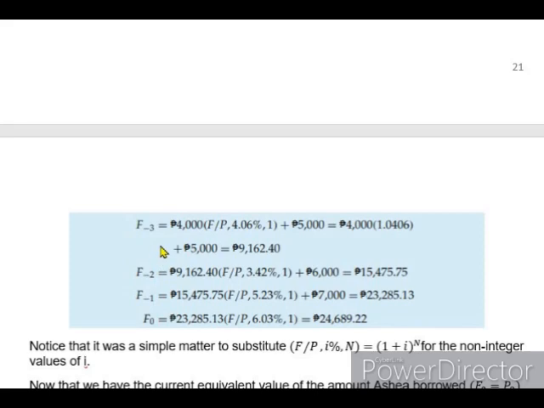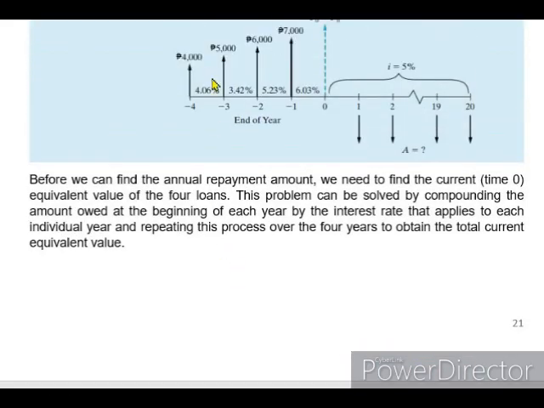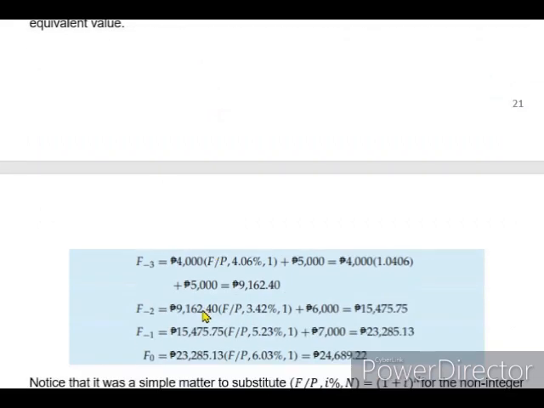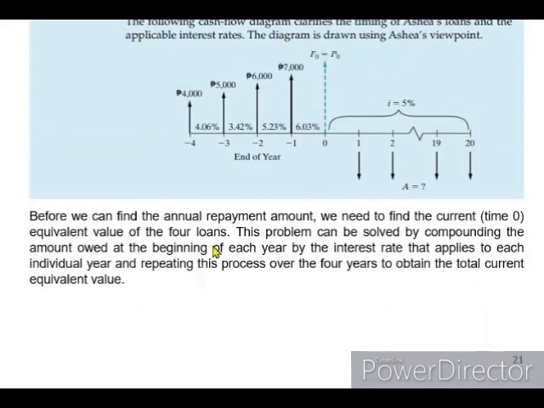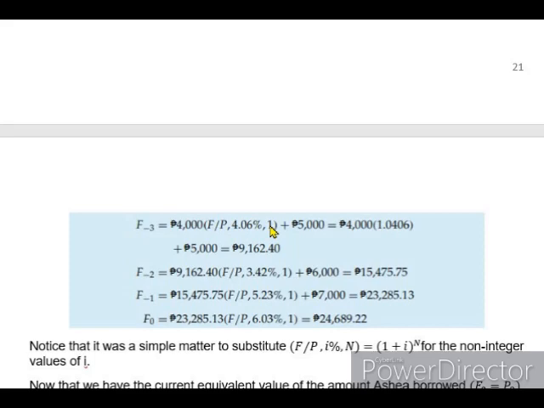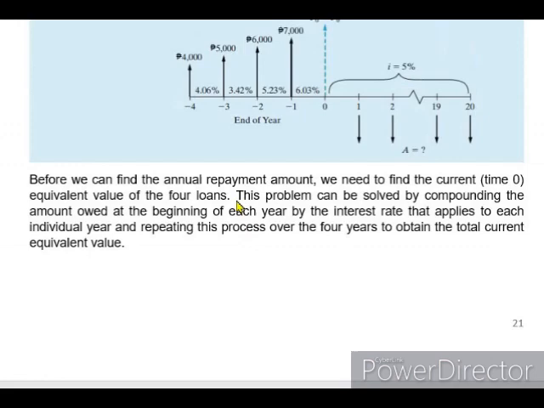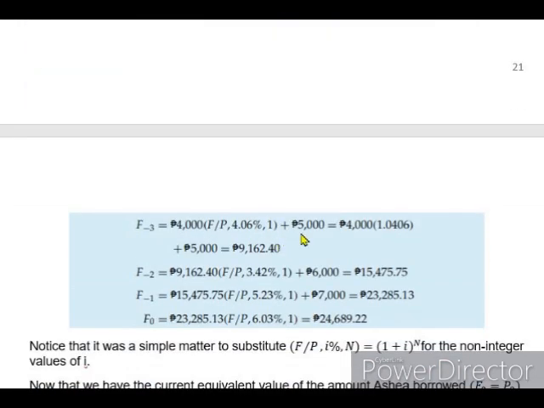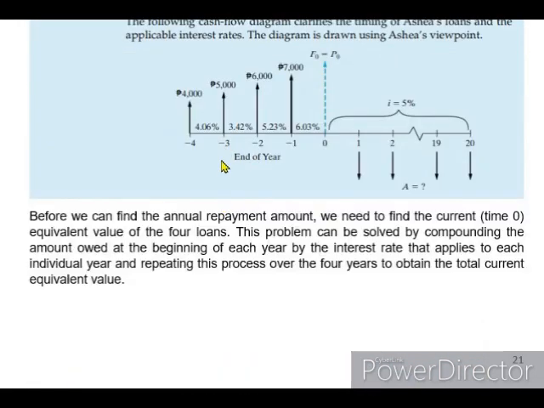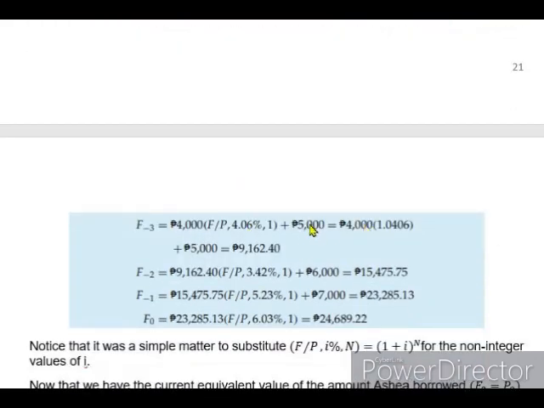So, dito guys, nagsimula sa F-3. Okay? So, ang present value niya dito ay, ito, 4,000. Mula kasi dito guys, kay negative 4 hanggang negative 3. So, 1 year yan, kaya 1 to. Okay? So, finding F yan, given P. Sa percentage na to. Okay? Tapos, plus sa kanya yung 5,000. Kasi sa 3 years ago, meron din ulit na 5,000 na loan eh. So, pinag-add lang. Okay? So, equals yan sa 9,162.40 pesos.